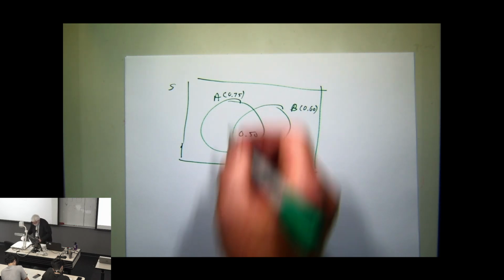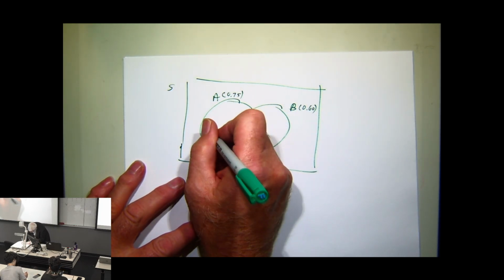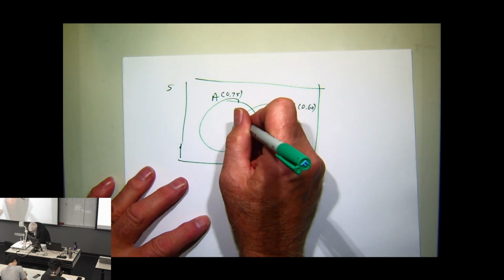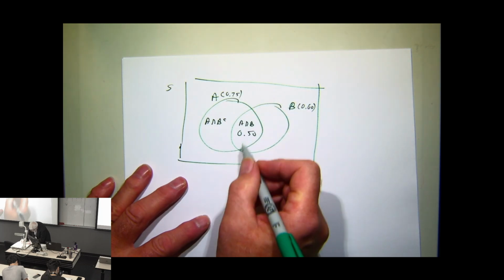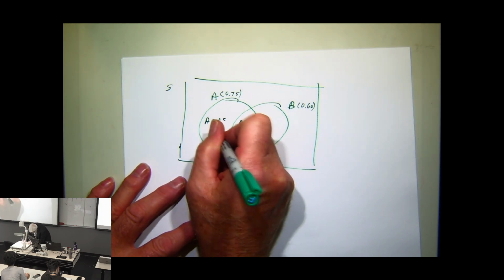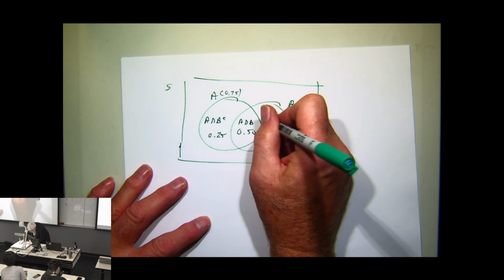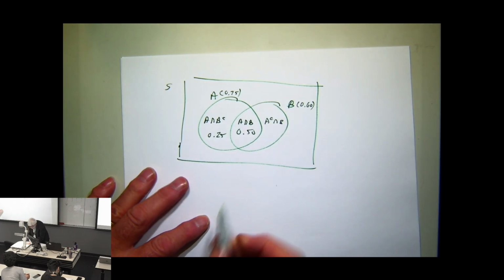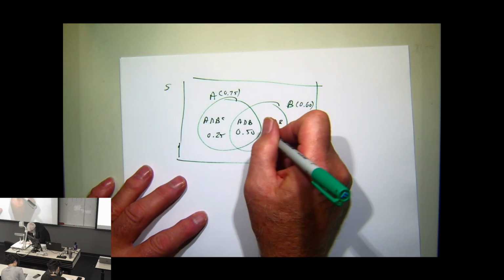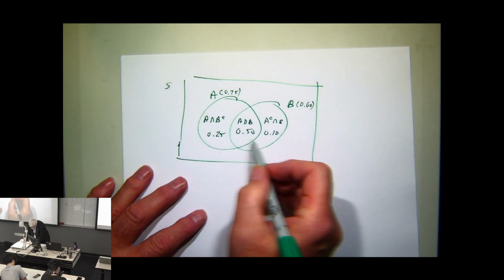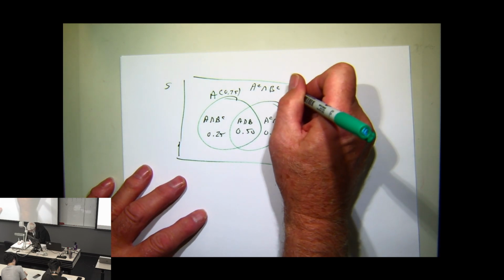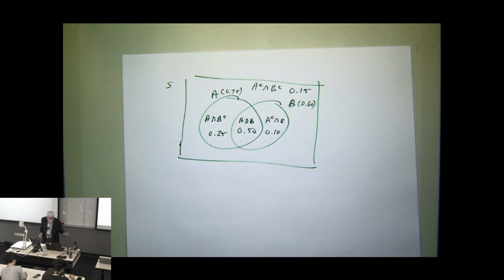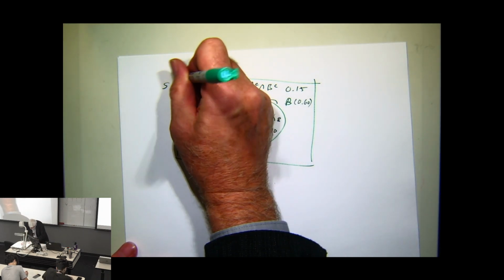Okay, and now I can fill in everything else real quickly. Remember that's A intersect B, and this is A intersect B complement. 0.75 minus 0.5 is 0.25. And what about A complement intersect B? 0.6 minus 0.5, 0.10. Out here, A complement intersect B complement, area is 0.15. We've filled in everything there. We can work out conditional probabilities super fast and efficiently.